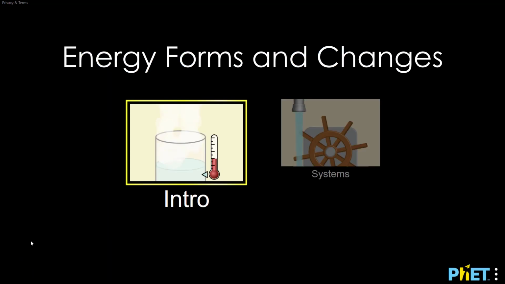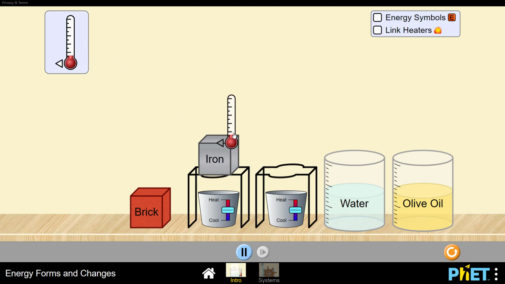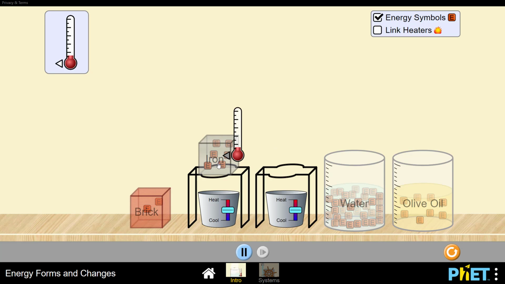So now let's look at the PhET sim. Here's what I'm going to do: I'm going to heat up this iron block, and then I can put a thermometer on it so you can see. And then I'm going to put energy symbols, so we can see that there's some energy in this thing because it has some temperature. It's not at absolute zero.